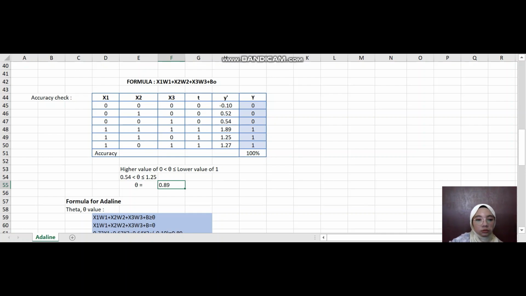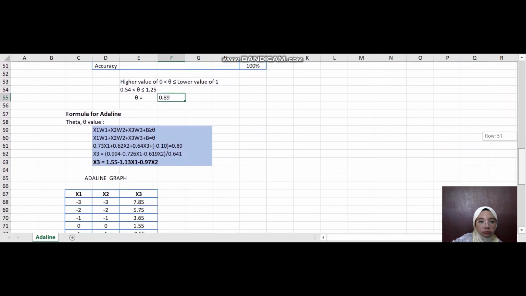To find the data, we need to find the higher and lower value. For class A, this is the smallest value, as we can see, and from these we need to find the highest one, which is 0.54. Then from class B, we need to find the smallest among the three, so we got 1.257. To find the theta, we use the formula and get theta 0.89.